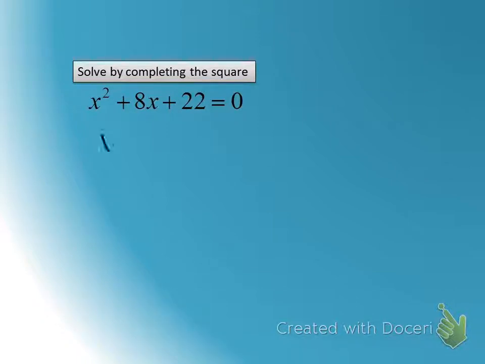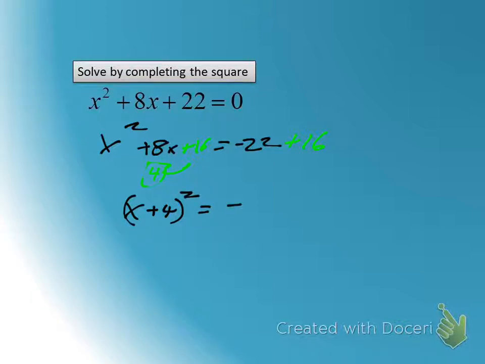Alrighty, subtract 22. Divide 8 by 2, you get 4. Square 4, you get 16. We'll try that again. So you get (x plus 4) squared equals negative 6.